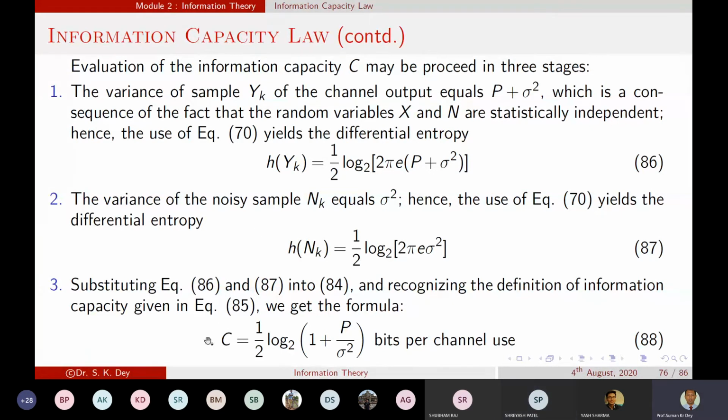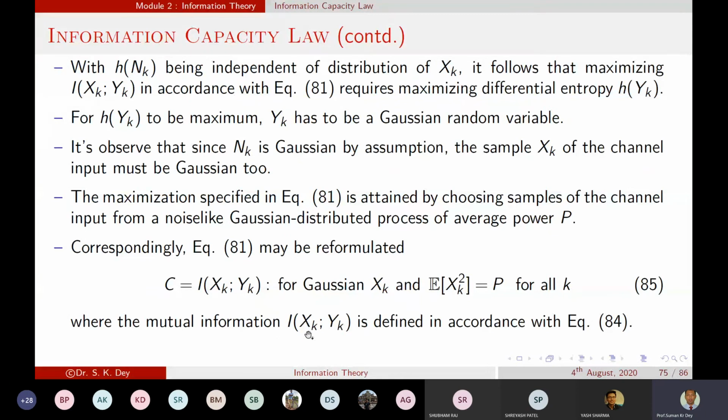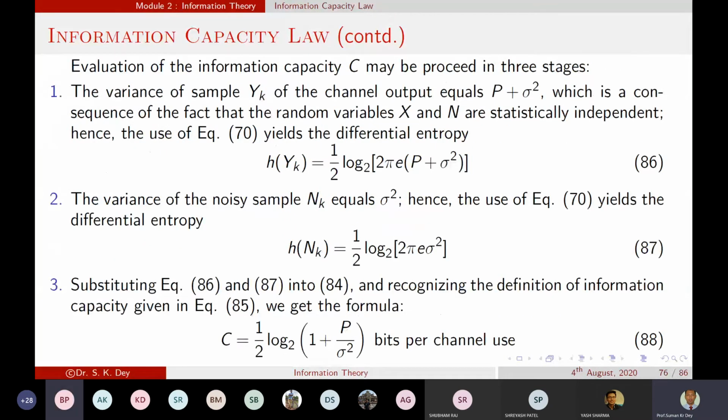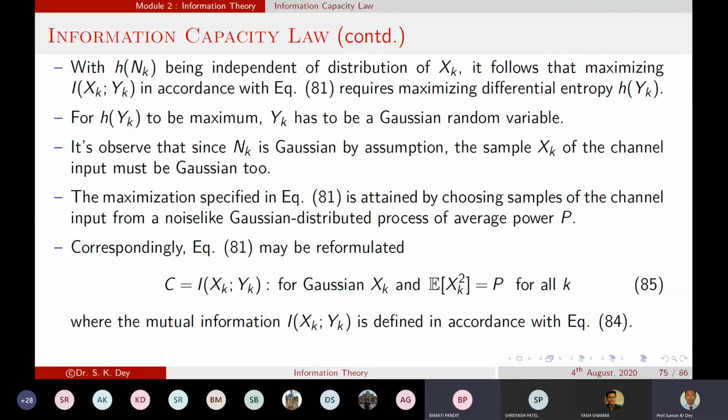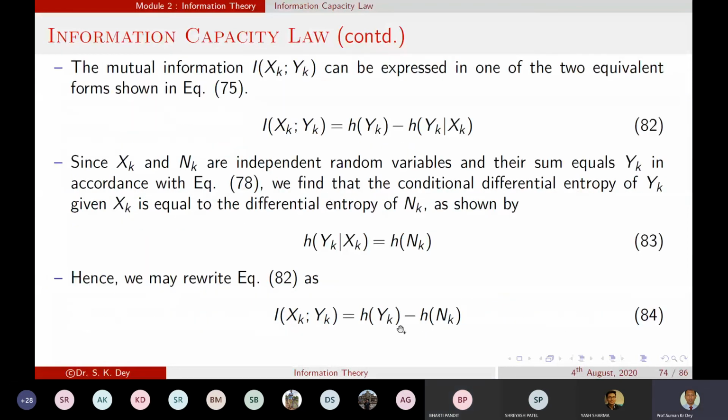So that means in this, C means I(Y;X), or (Xk, Yk). For maximum mutual information, H(Nk) should be minimum and H(Yk) should be maximum. That's true. That means the mutual information will be higher when this term is higher and this term is lower.